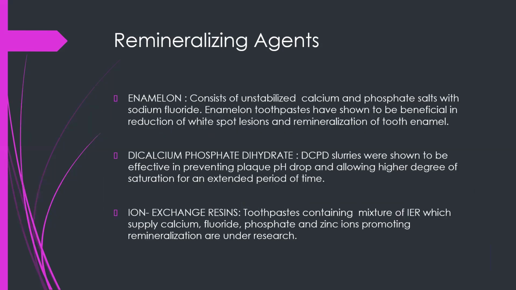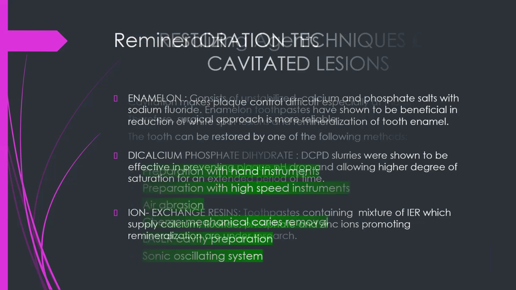of these defects. Other remineralizing agents are Enamelon. Again, it contains calcium and phosphate salts along with sodium fluoride. It has been supplied as a toothpaste and has been found to reduce white spot lesions. Another phosphate and calcium supplying agent is dicalcium phosphate dihydrate and ion exchange resins, which are incorporated into toothpaste and again supply calcium, fluoride, phosphate, and zinc ions to enable remineralization.